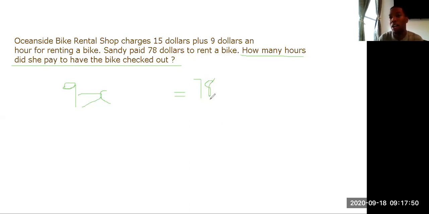Similar to when people work and make $12 an hour, for every hour they work, they get $12. For every hour you have the bike, you have to pay $9. So it's 9 times x, and then we have to add, because they charge $9 an hour, but then they put on an extra $15. So now I have to solve this equation.